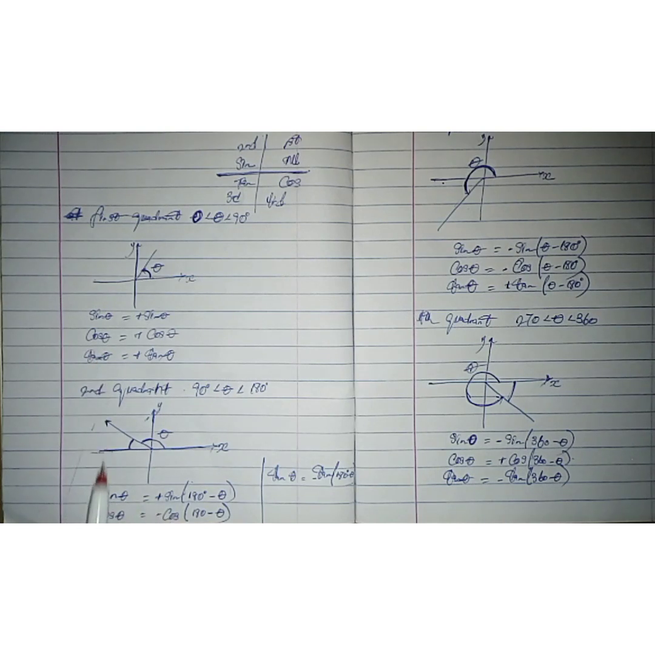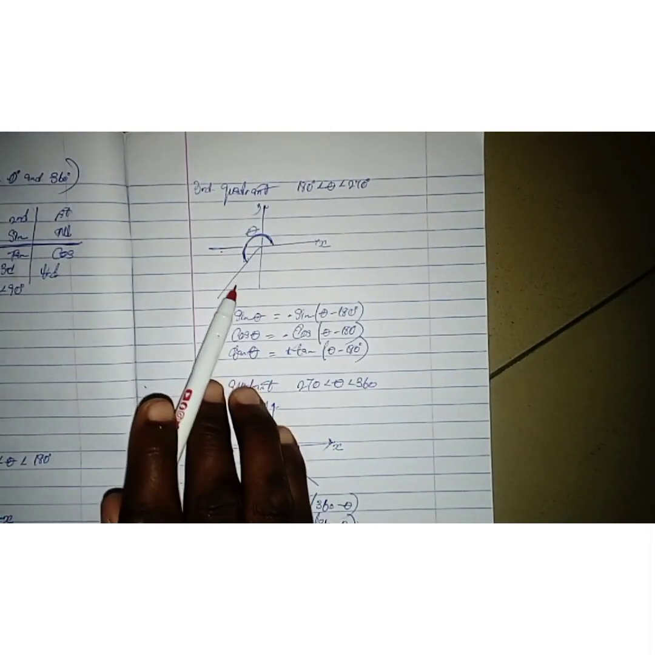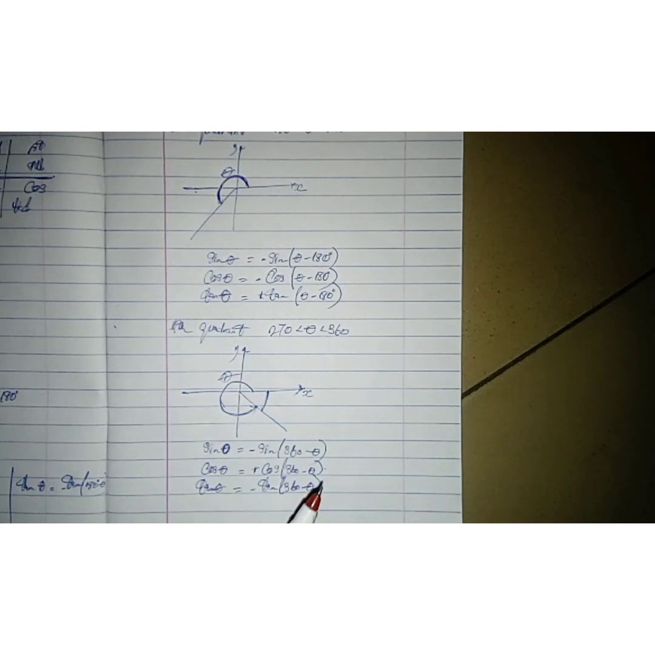When you have tan 45, you should know that it's positive. Cos 45 is positive. Sin 45 is positive. But at the second quadrant, only sine is positive. At the third quadrant, only tangent is positive. And at the fourth quadrant, only cosine is positive.